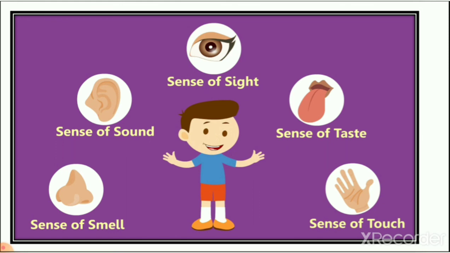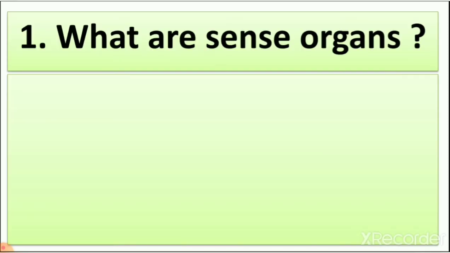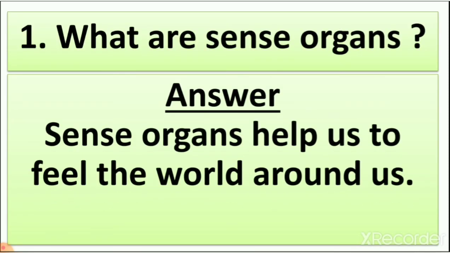When your mother is calling you, you already know that it is for you, right? So number 5 is sense of smell. We can identify that it is a rose smell, an onion smell, a dirty smell, a good smell, right? So these all are senses. Because of these 5 parts of the body, we can feel the world around us, and that's why we call them sense organs. So the answer is sense organs help us to feel the world around us.